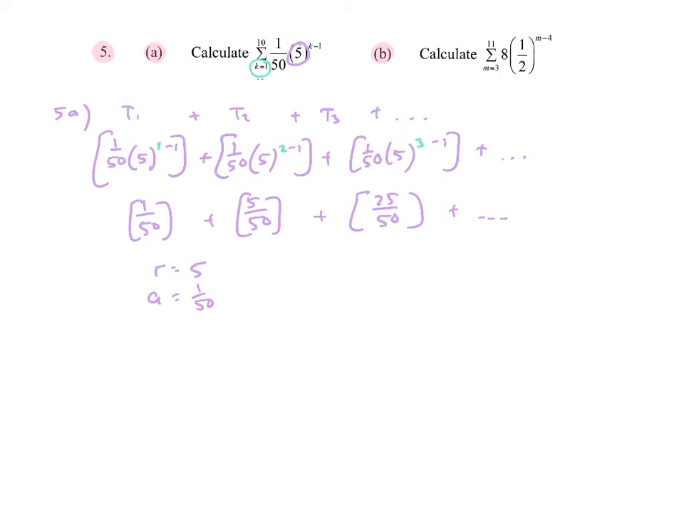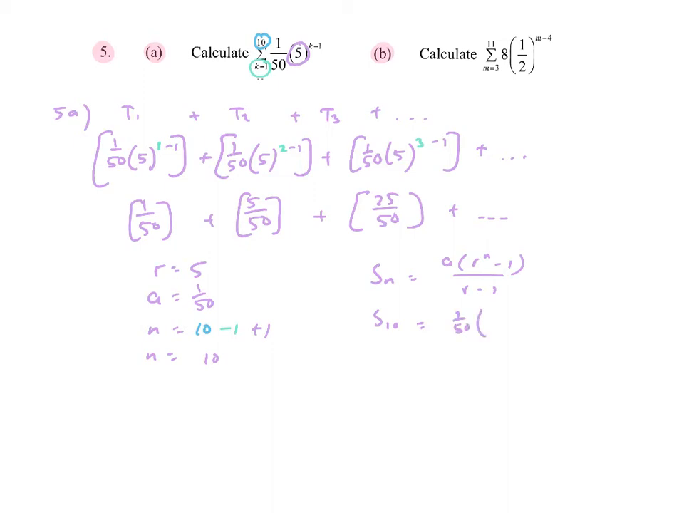And then how many terms do we have? The number of terms is going to be the bottom counter, right? The bottom counter is 10. So it's 10 minus 1 and then plus 1, which is equal to 10. Alright, so we're going to use the sum again. Sn is equal to a times r to the n minus 1, over r minus 1. So the sum of the first 10 terms is a, 1 over 50.